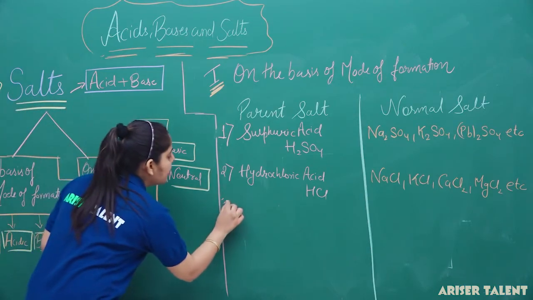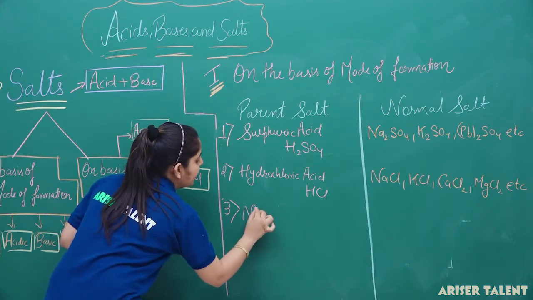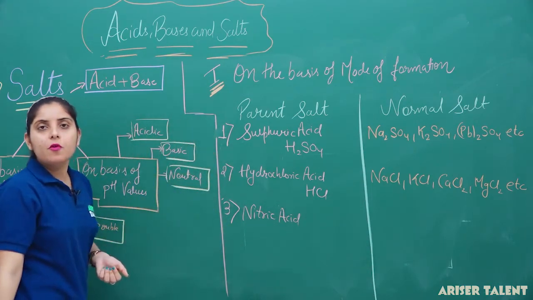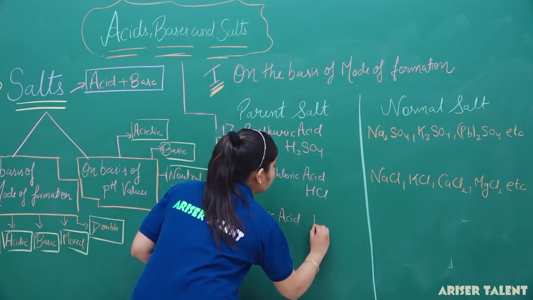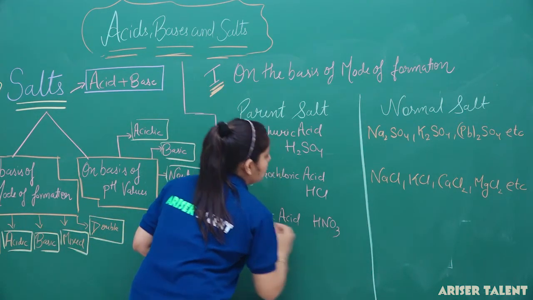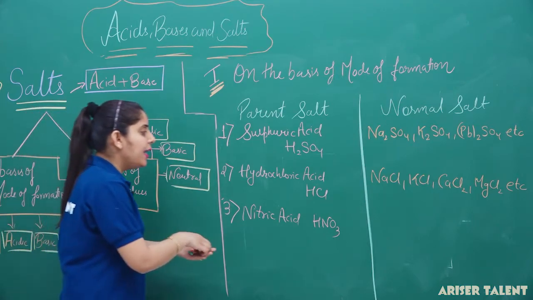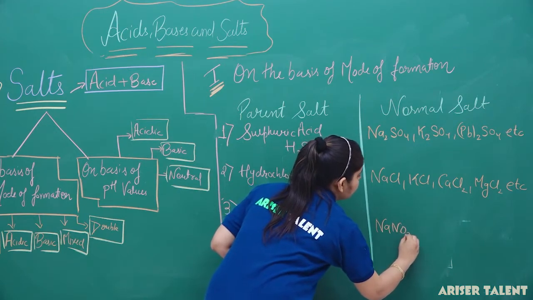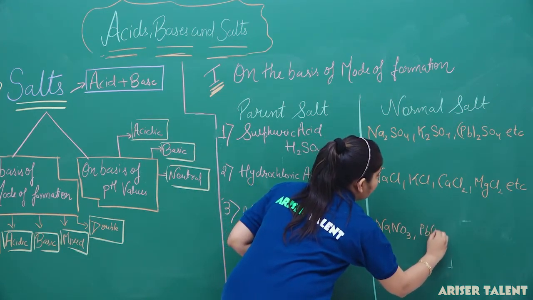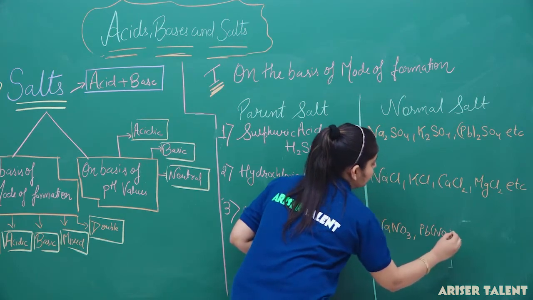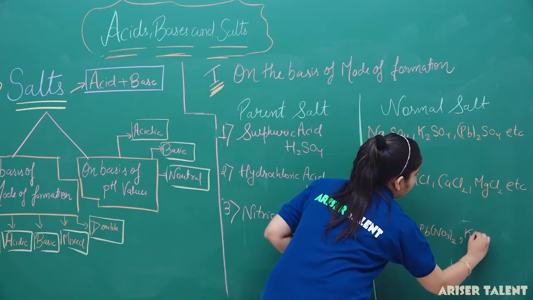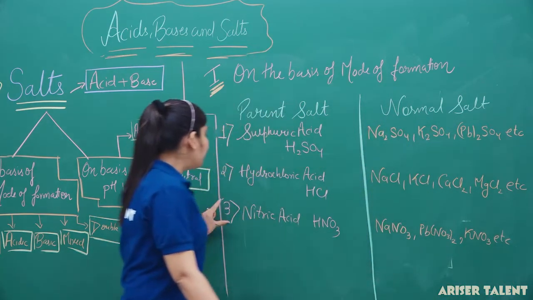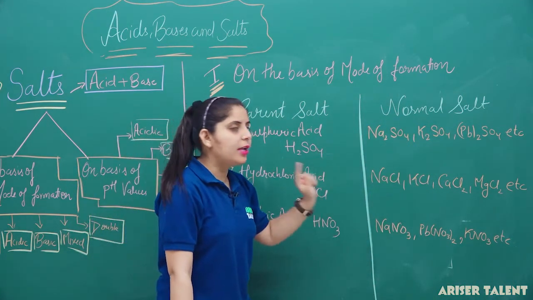Now we have the third type of parent salt, that is nitric acid. The formula for nitric acid is HNO3. From HNO3 we have again a variety of salts, that is NaNO3, Pb(NO3)2, KNO3, etc. So this is the parent salt and these are the corresponding normal salts.